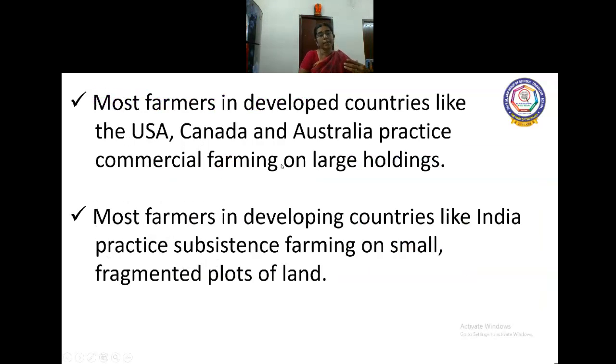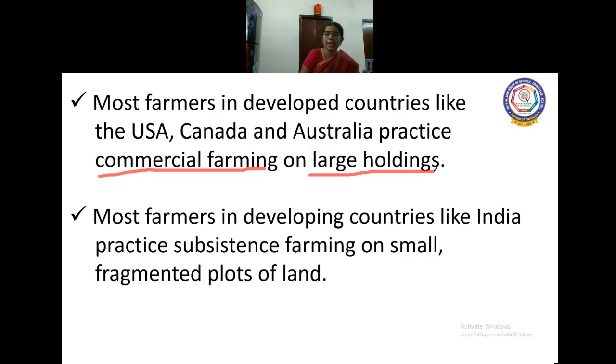Most farmers in developed countries like the USA, Canada and Australia practice commercial farming on large holdings. That is, developed countries like the USA all practice commercial farming, that is, crops produced for sale for commercial purposes on large land holdings.